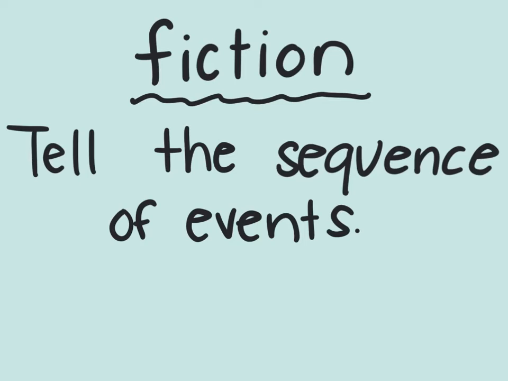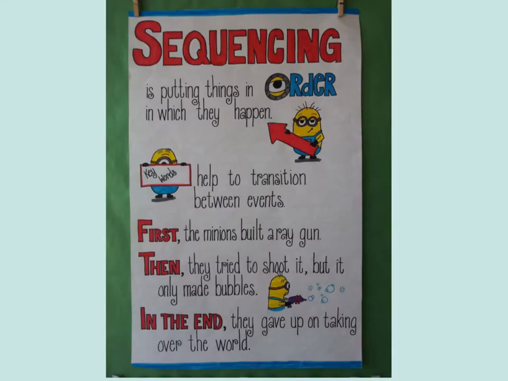If your book is fiction, you're going to tell the sequence of events of your story. Remember, when we're sequencing, we're putting things in the order in which they happened. We use transition words to help us between events, to say the order. In this example, they use first, then, in the end. We also hear first, next, last, or in the beginning, the middle, the end. Any of those transition words helps us say the order in which events happened in the story.